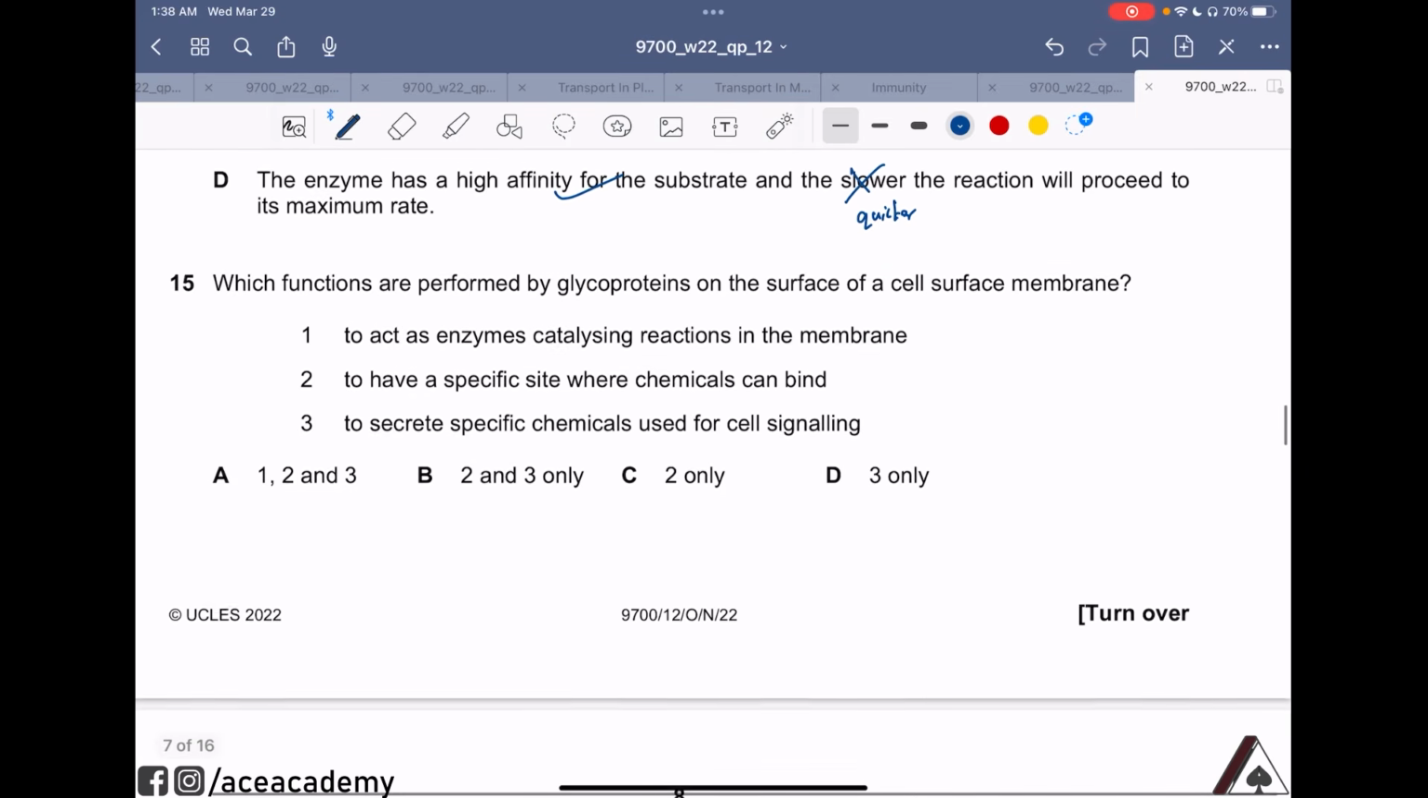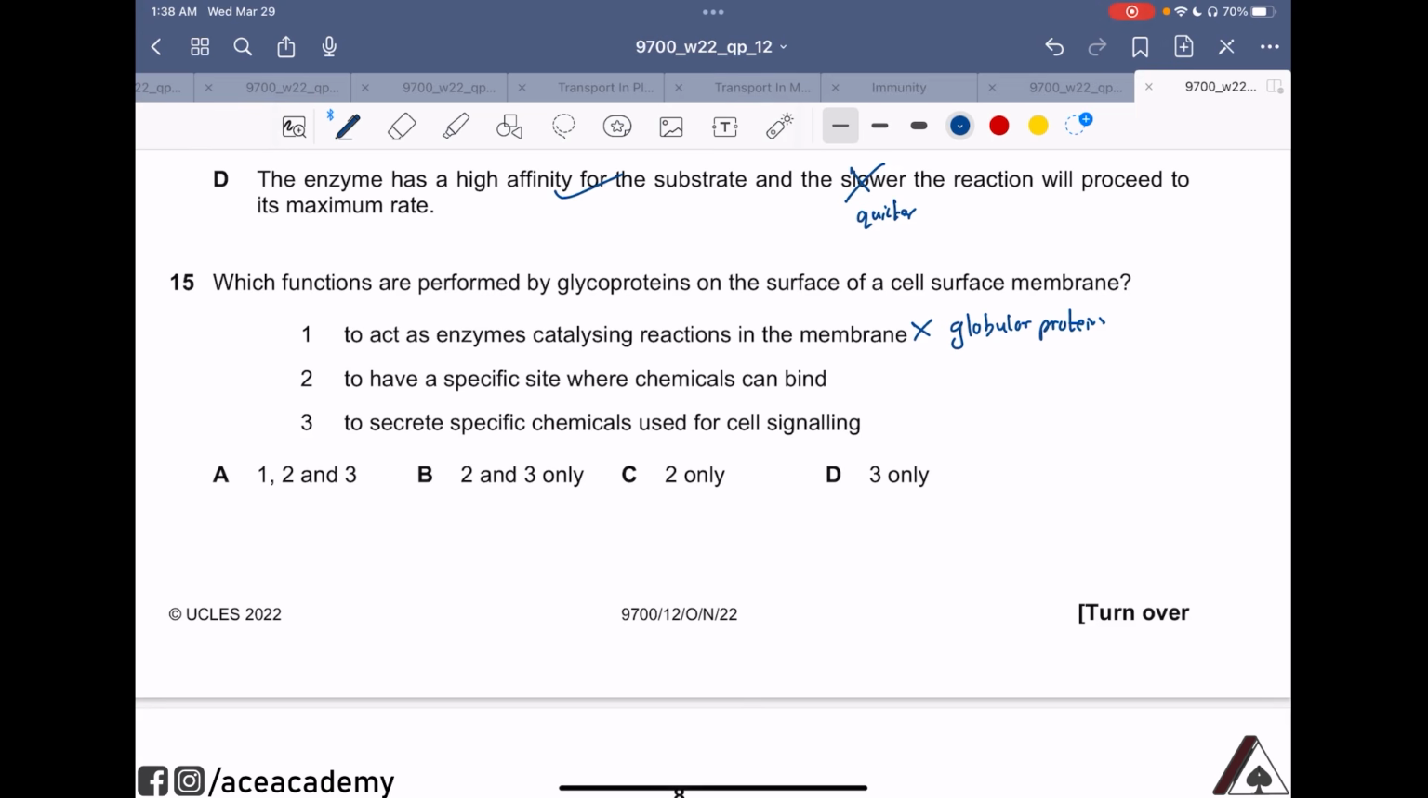Number 15. Which functions are performed by glycoproteins on the surface of a cell surface membrane? To act as proteins catalyzing reactions in this membrane? Well, no, because the enzymes are present only in the inner surface, not on the outer surface. And glycoproteins don't do that. Globular proteins do that.